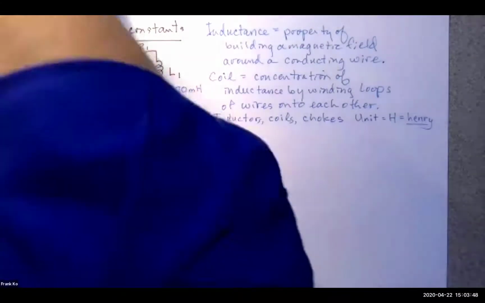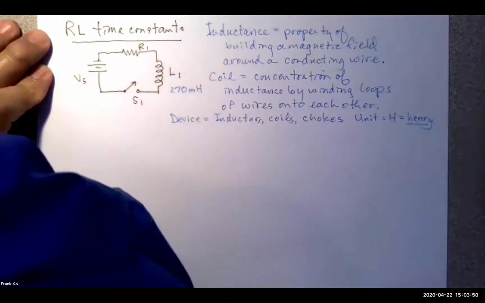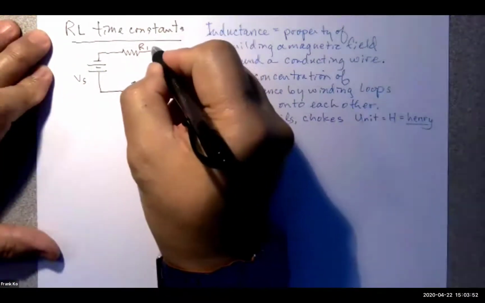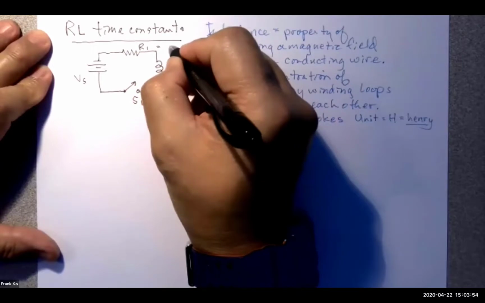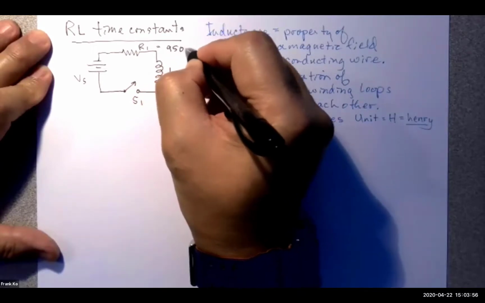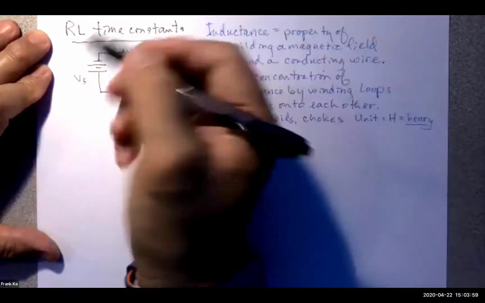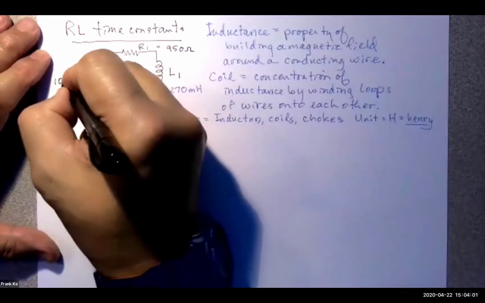And let me give you the value for the resistor, and let's say the resistor is equal to 950 ohms. And this is also equal to 10 volts.